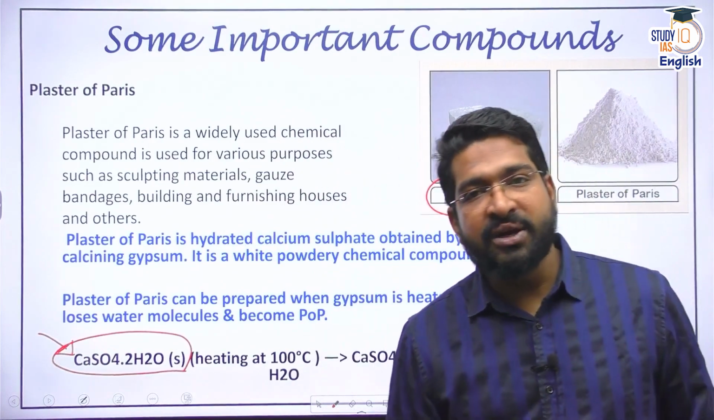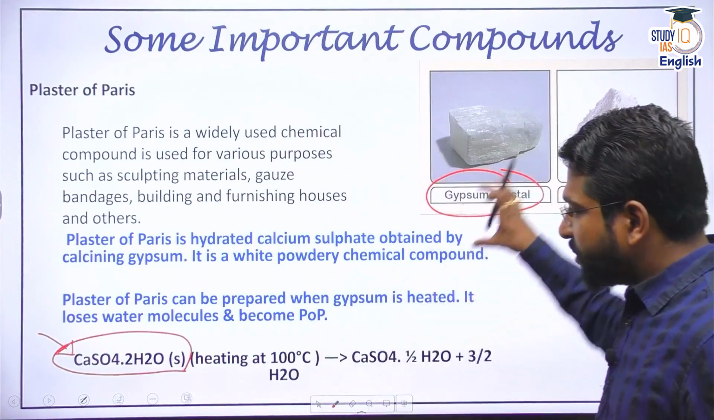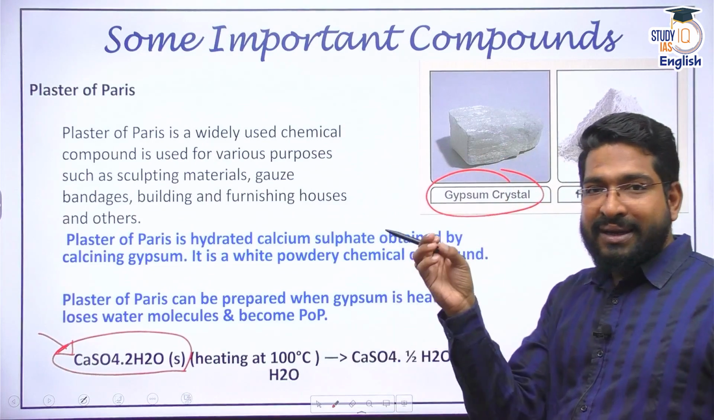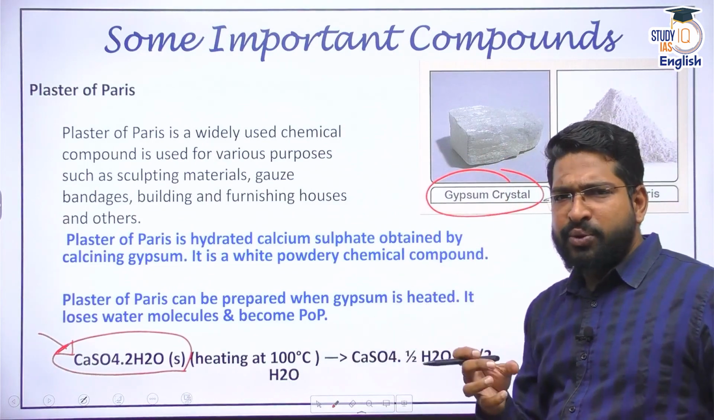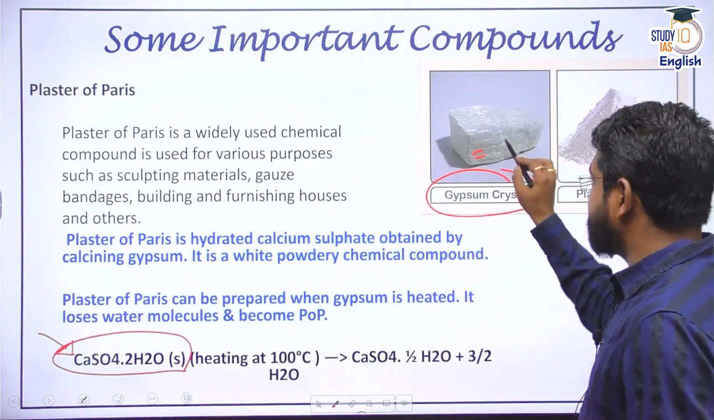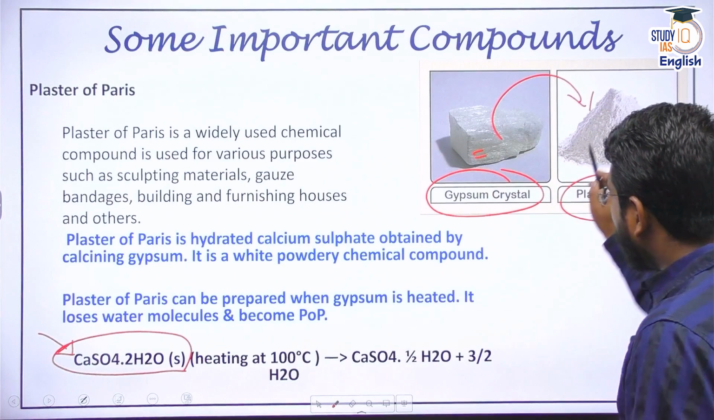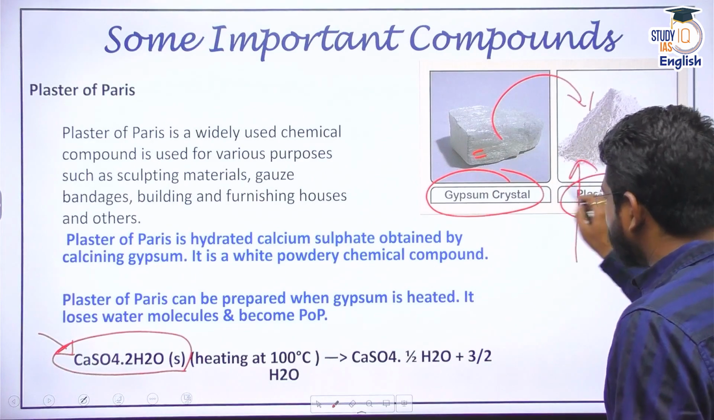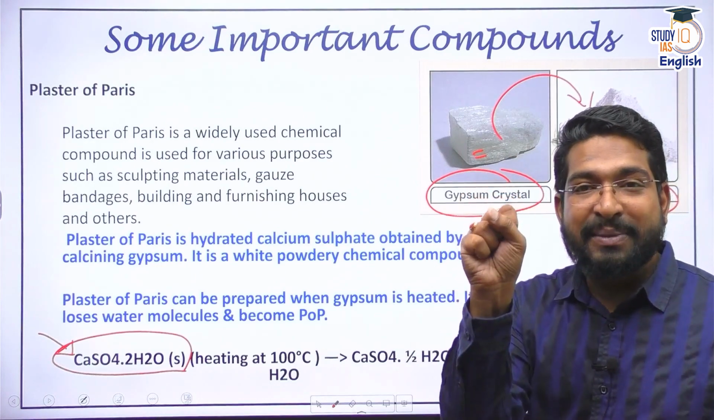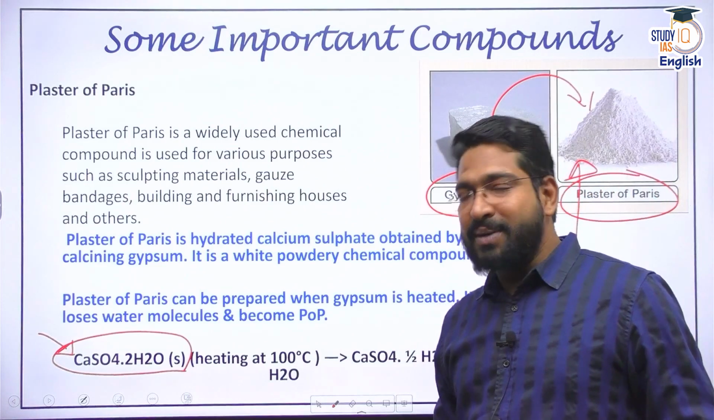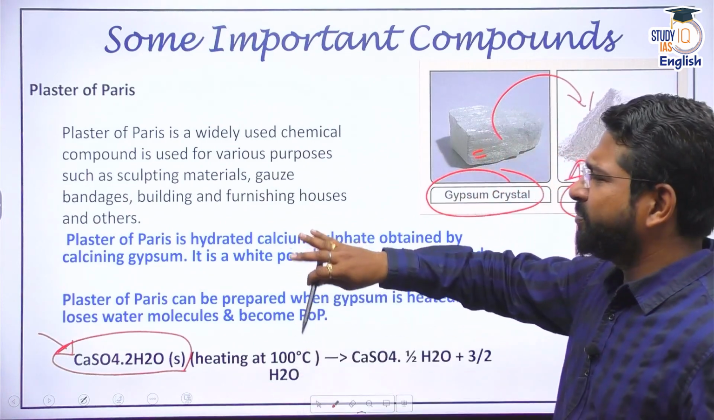Gypsum can be naturally found. Now, when you heat gypsum, the gypsum gets calcinated. That means some water molecules are lost. This solid gypsum turns into a powder called plaster of Paris. And when you again add water to this plaster of Paris, it becomes extremely hard. That's why plaster of Paris has many applications. It is used in various areas.